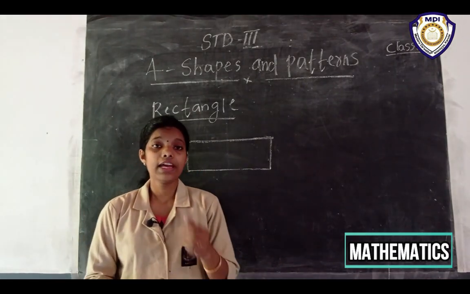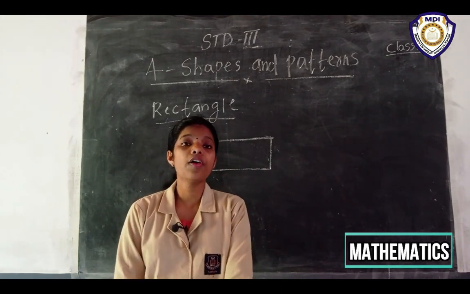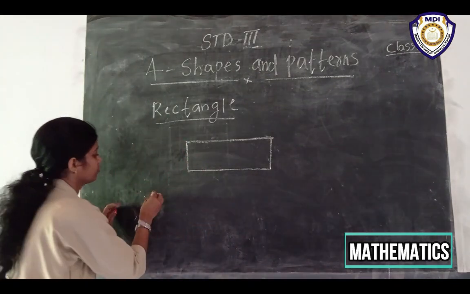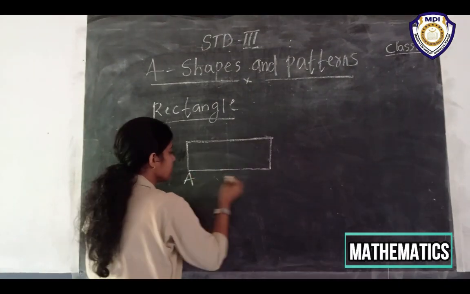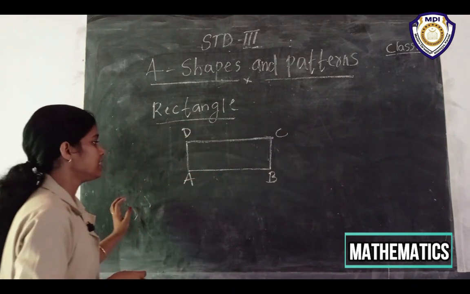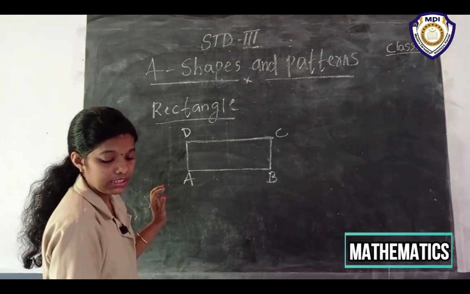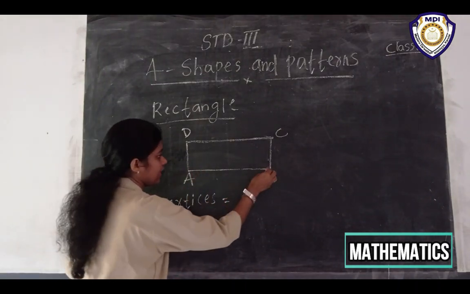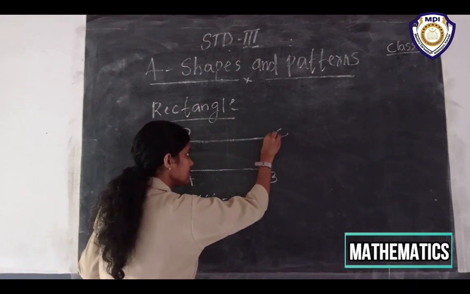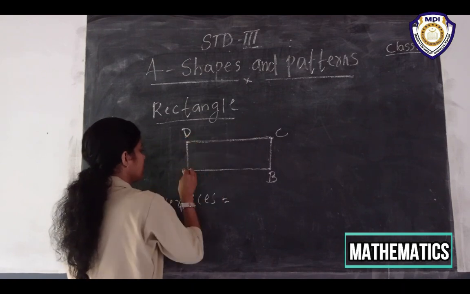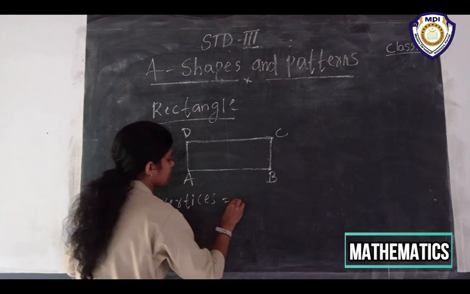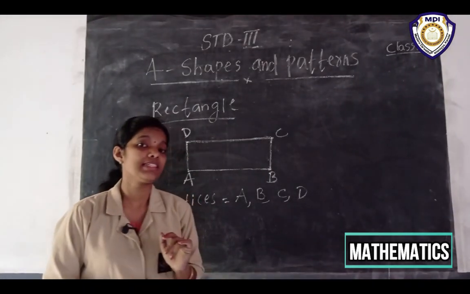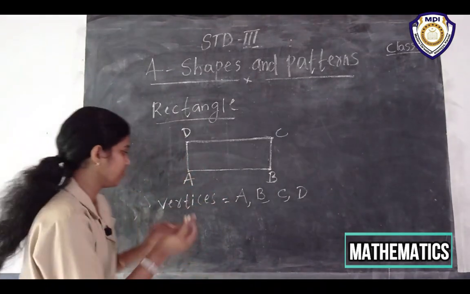A rectangle has 4 sides and 4 vertices. Rectangle ABCD. In the given figure, the vertices are A, then B, then C, and then D. How many sides are there? 4 sides. Okay.